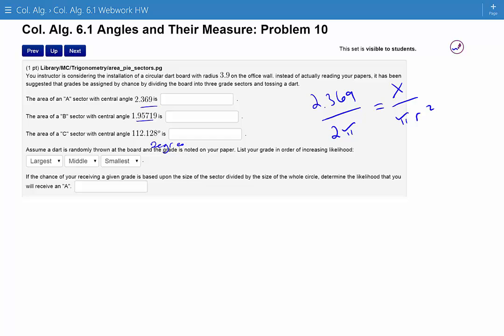Now the radius they gave us in the problem was 3.9. So if you plug that in and solve, you get about 18.016. Now, you do the same thing for the next one, but for the last one here you have to use degrees. So make sure that the degree angle you put up here has to be over 360 now, because you're in degrees. So be careful about that.